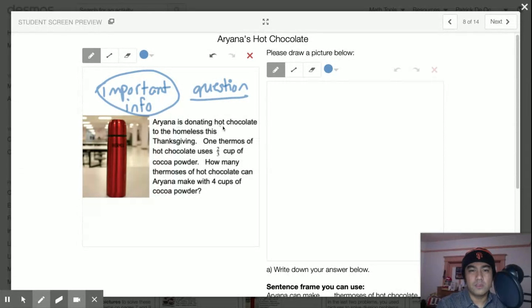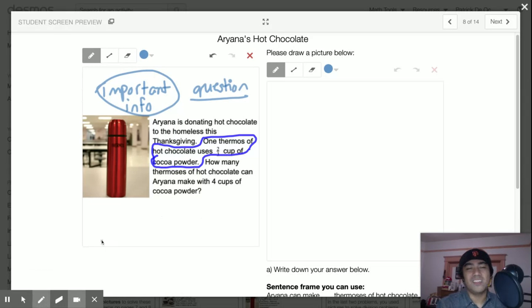Ariana is donating hot chocolate to the homeless this Thanksgiving. 1 thermos of hot chocolate uses 2/3 cup of cocoa powder. I think it's also important to know that we're talking about 1 thermos. So, in fact, I'm just going to keep those 2 facts together. 1 thermos, 2/3 cup.